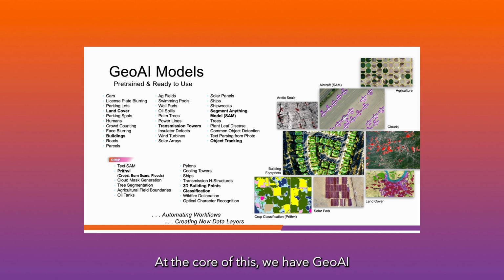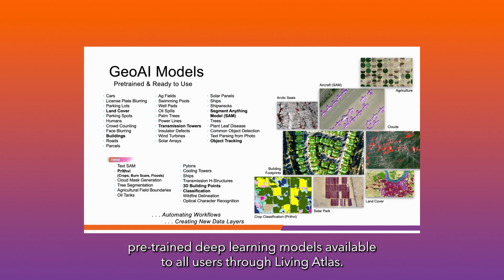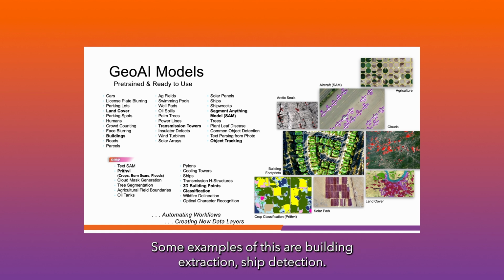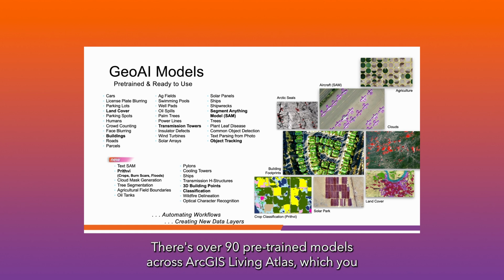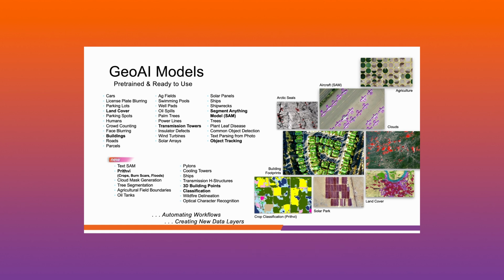At the core of this, we have GeoAI pre-trained deep learning models available to all users through Living Atlas. Some examples of this are building extraction, ship detection, solar panel detection, vegetation extraction in 3D, power lines from point clouds. There's over 90 pre-trained models across ArcGIS Living Atlas, which you can use from today.